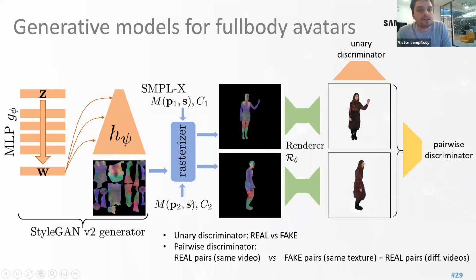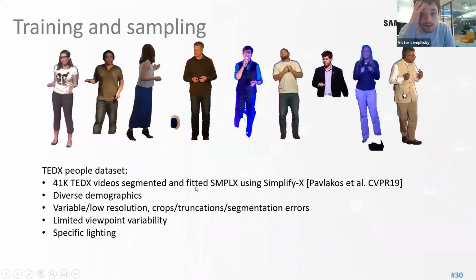Now we need a data set of videos. Again, it's not so easy to get one. What we did is we scraped TEDx videos from YouTube. They are quite diverse, with very diverse demographics, which is good, but they have limited resolution. Many videos give you people with quite low resolution. There are crops, truncations, and inevitable segmentation errors. There is limited viewpoint variability, and the lighting is also very specific. This is stage lighting, with some blue lights, which are not very natural. So this data set is not perfect. You see representative samples from this data set.